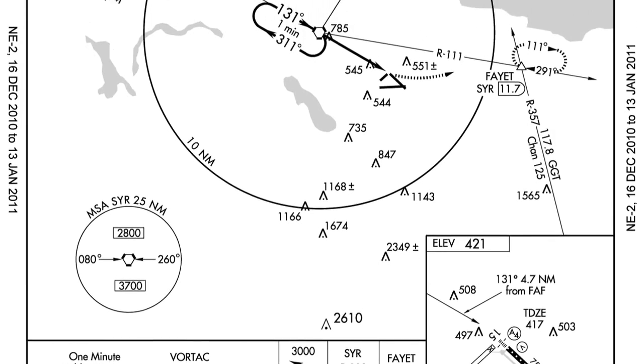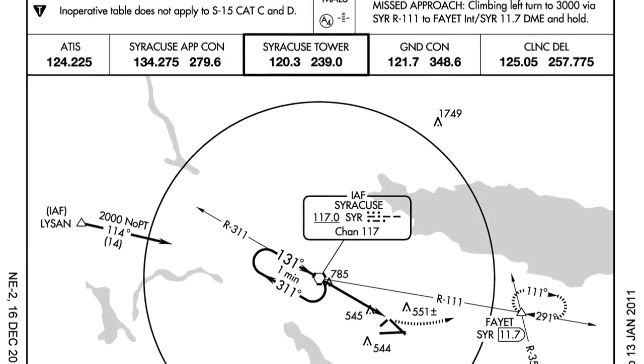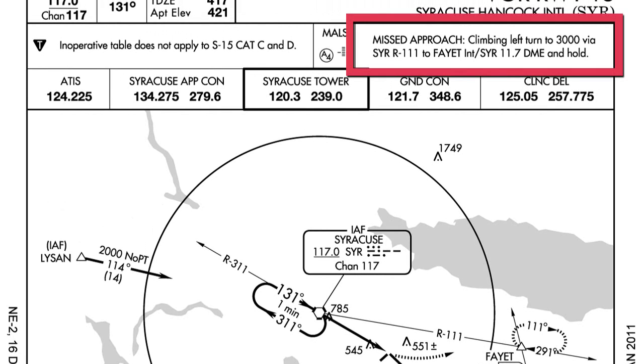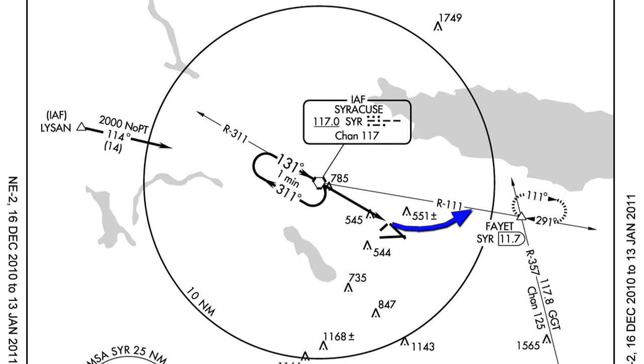So the next thing we have to know is, what do we need to do for our missed approach? If we go up right here, it says missed approach, climbing left turn to 3000 via Syracuse radial of 111 to Fayette, which is 11.7 miles DME, and hold. So after we do a missed approach, we're going to do a left turn to intercept a radial of 111 from the Syracuse VOR to a point Fayette. Point Fayette is 11.7 miles from the VOR.